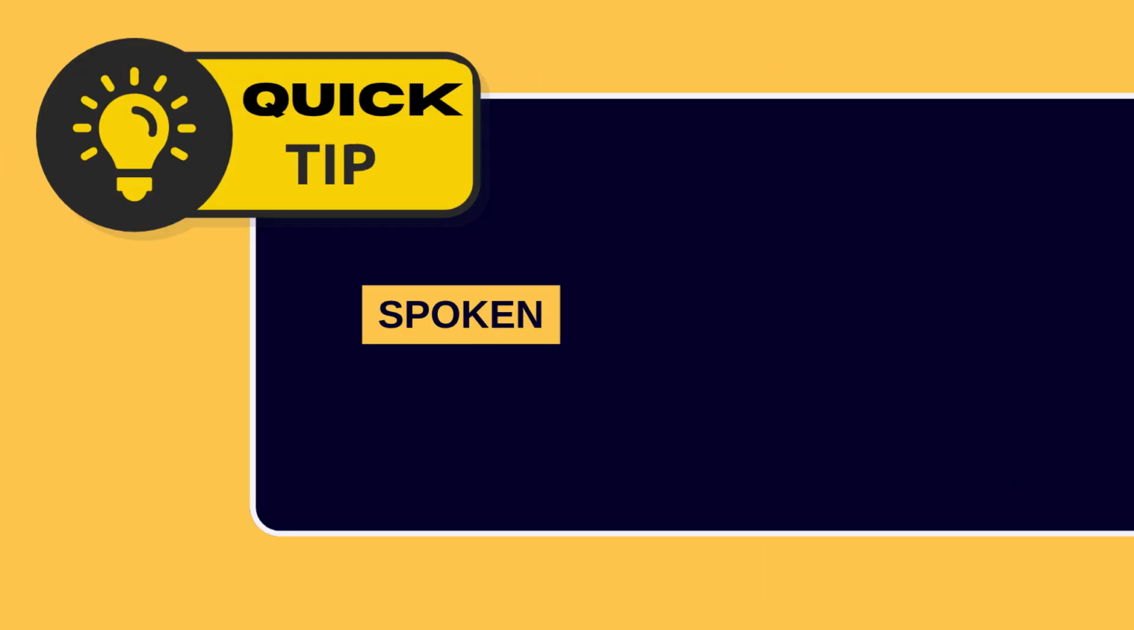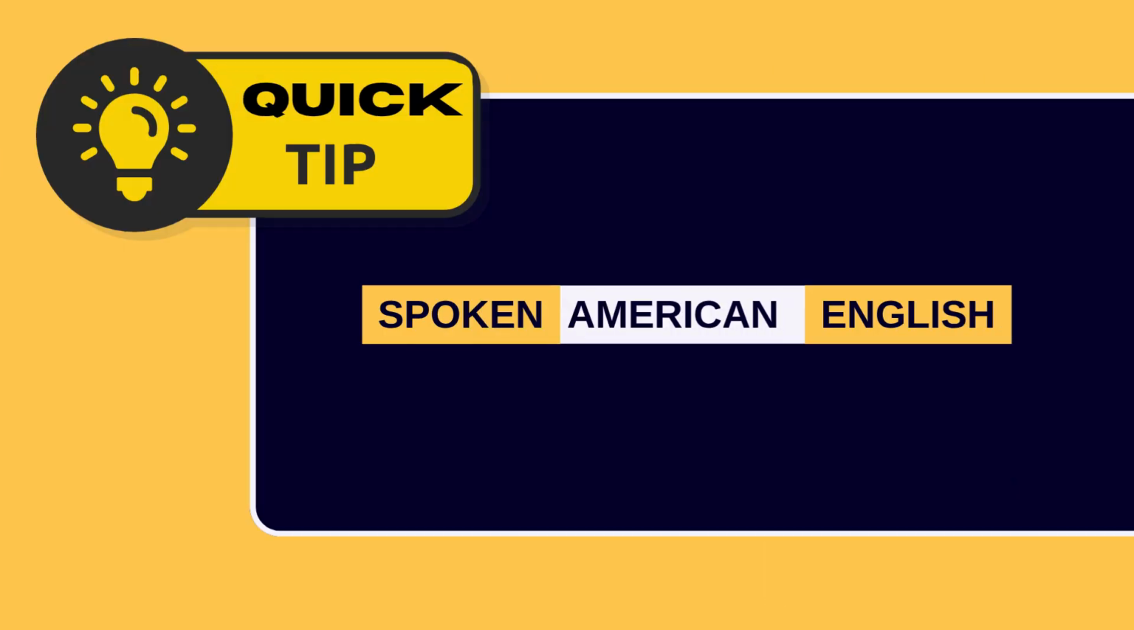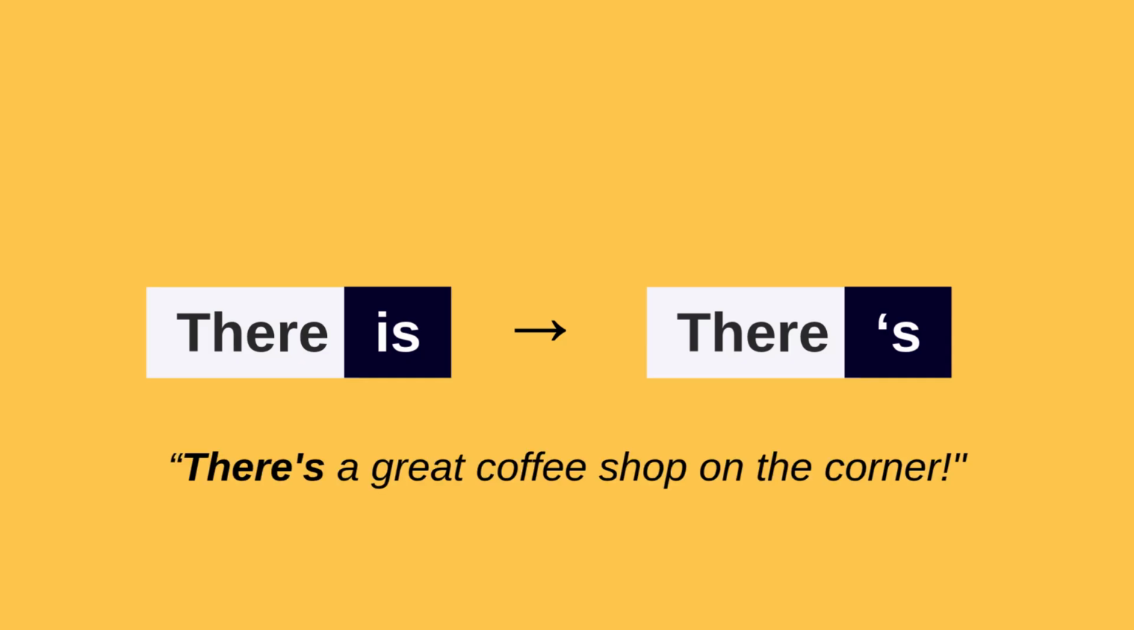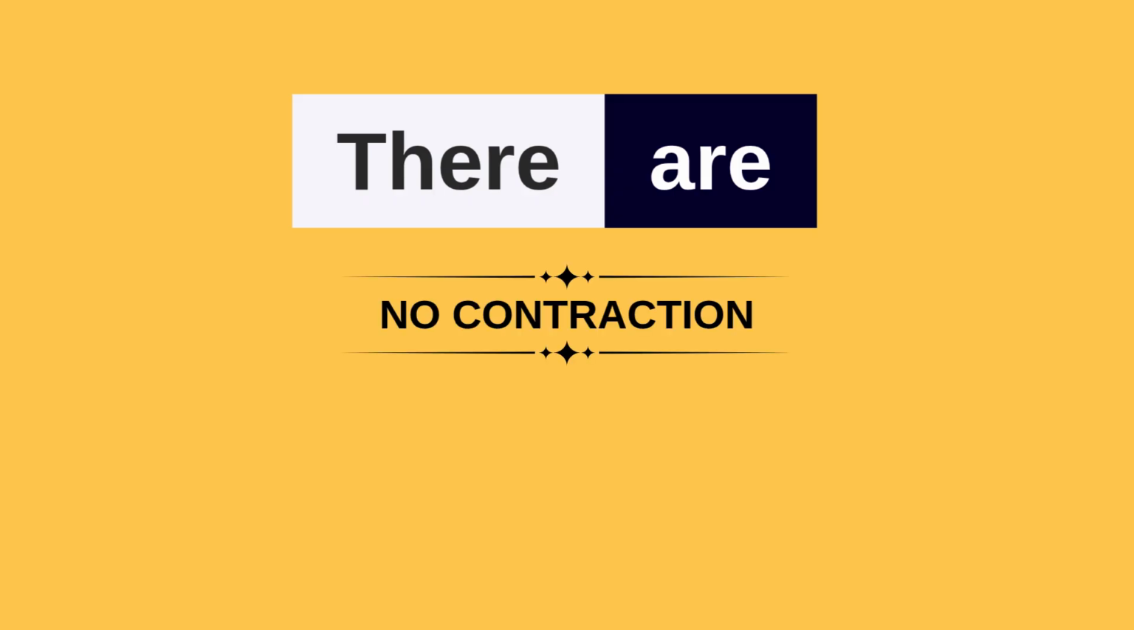One quick tip for spoken American English. There is almost always contracts to there's. There's a great coffee shop on the corner. You'll hear this constantly. But there are does not contract. Always say the full form. There are 2 parks nearby.